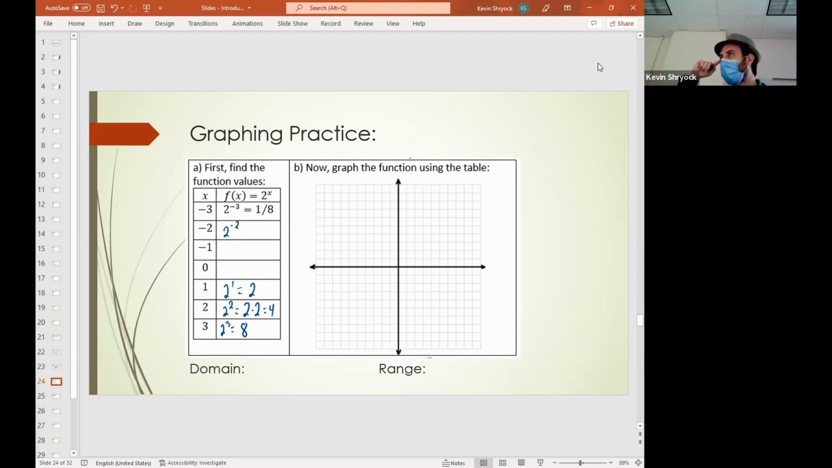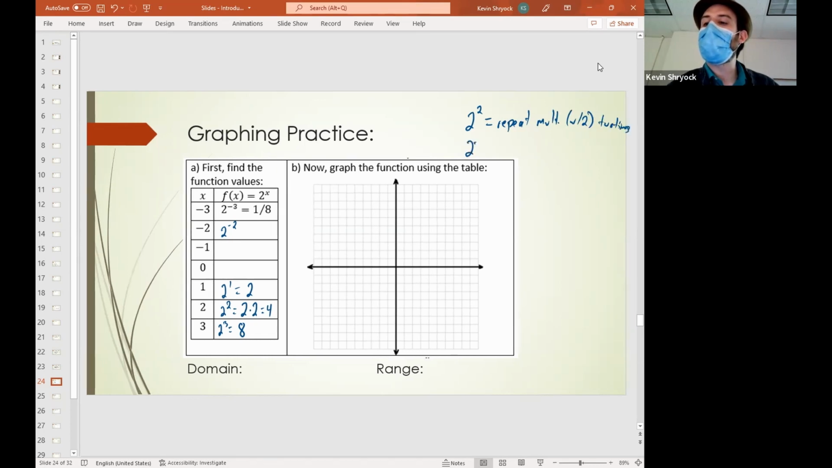If I read this as a story, it becomes very clear why this makes sense. Because if 2 squared means repeat multiplication with 2 times, let's just translate this into its story. We still have repeat multiplication with 2, but now instead of 2 times, I have a -2.